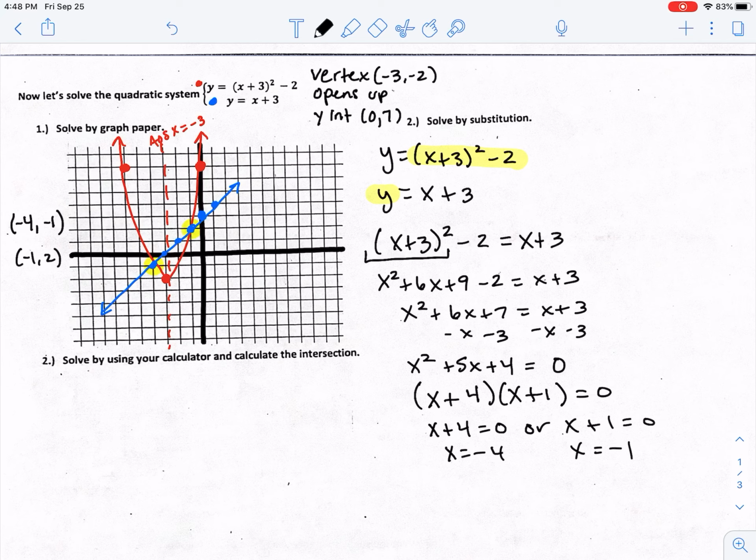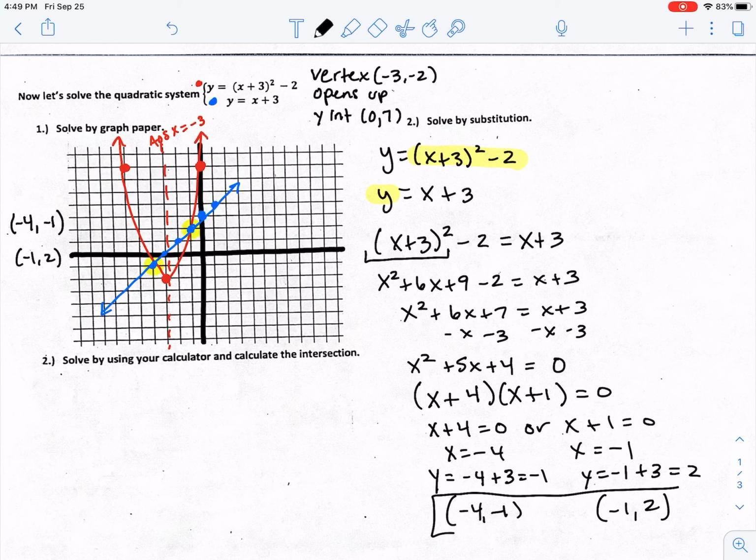Notice I have two solutions, which means I need to find the y values. I have to substitute that back into x plus 3. So I have negative 4 plus 3, which is negative 1. And I have negative 1 plus 3, which is 2. So I get coordinate negative 4, negative 1, and I get coordinate negative 1, 2. Notice, exact same coordinates that we got up here when we were graphing.